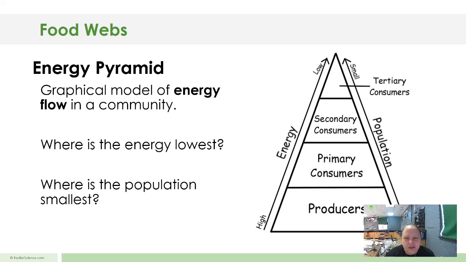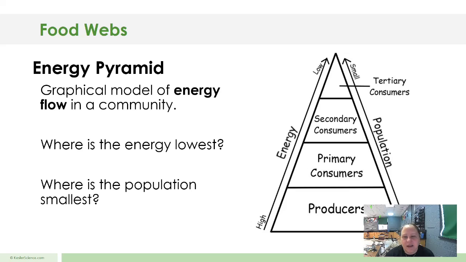Primary consumers, it gets smaller. These are the herbivores that eat just plants, and their energy is getting lower. Population is getting smaller. Then we move up to secondary consumers, which consume the primary consumers. These are your carnivores. Their energy is getting lower. Their population is getting smaller.